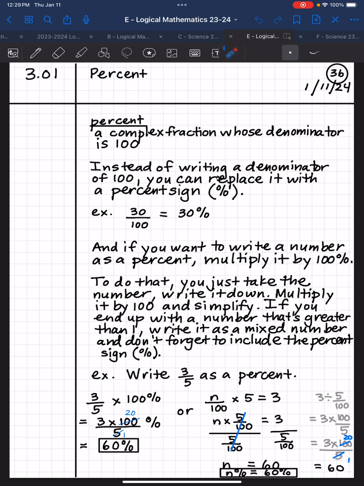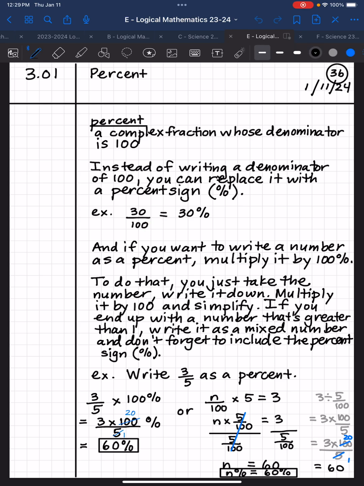So say you want to write 30 hundredths. We could replace the 30 hundredths with the numerator, which is 30, and the denominator with the percent sign. And as you can see, the little fraction bar is in the percent symbol, and the two zeros that are in the denominator are in the percent symbol as well. So when you see a percent, you write it as a complex fraction whose denominator is 100.